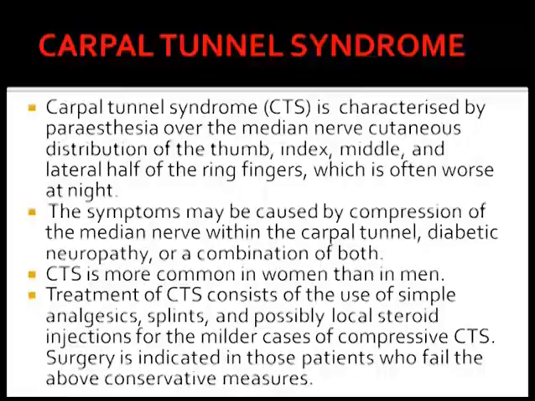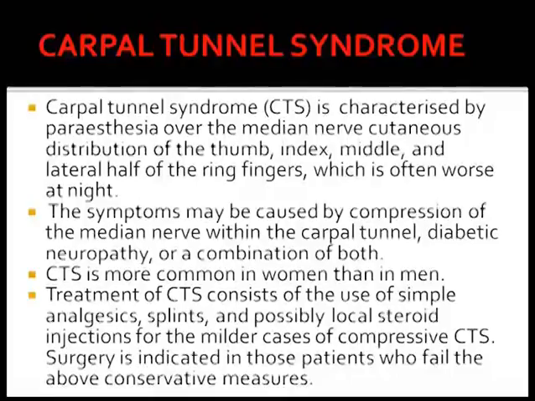Then we talk about carpal tunnel syndrome, and we know that it is quite common in hypothyroidism, but please remember that it's also common in diabetic patients. It's characterized by paresthesia over the median nerve cutaneous distribution of the thumb, index, middle and lateral half of the ring finger, which is often worse at night. Again, I'll show a photograph of this. The symptoms are caused by compression of the median nerve within the carpal tunnel, and there could also be a component of diabetic neuropathy, because we know that diabetic people may also have neuropathy. So sometimes it's a combination of both.